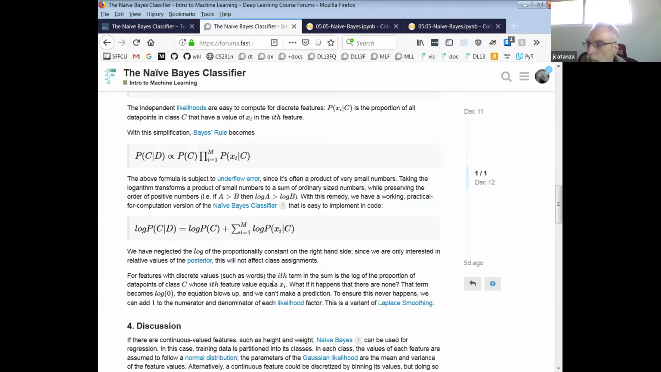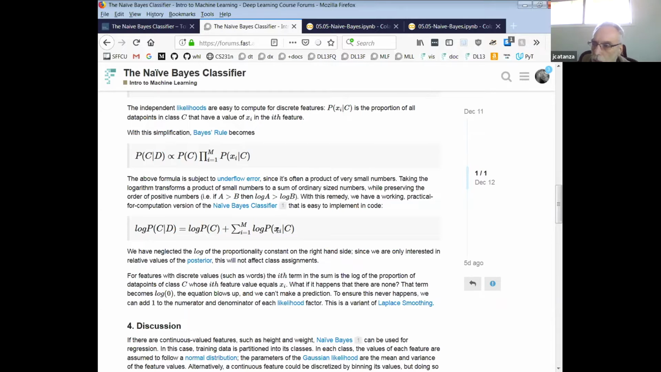You're trying to compute the likelihoods, and you ask what's the probability that some feature has a certain value given a class, and what if there aren't any? Like in the example of balls and cubes, what if there aren't any red cubes? Then one of these likelihoods would be 0, and then the equation would blow up because you'd have the log of 0.